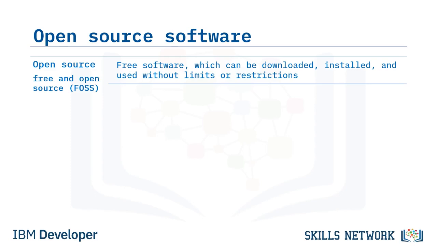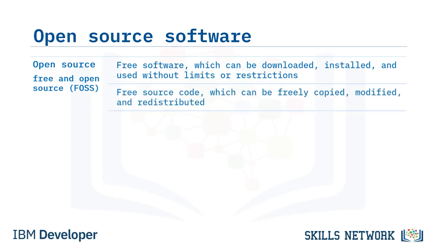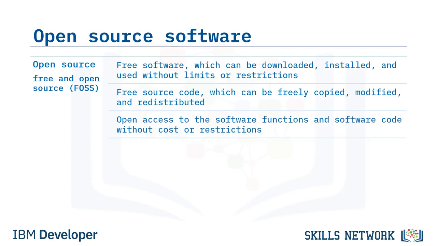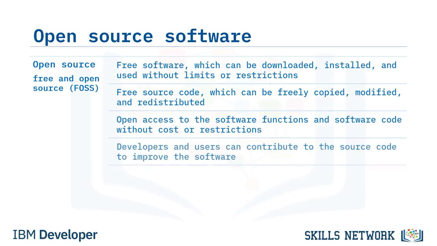Note that free software is not always the same as freeware, which is free to users but is not always open source. Open source software contains free source code, which can be freely copied, modified, and redistributed. It also gives developers and users open access to the functions of the software and source code without the cost or restrictions. A benefit of open source software is that developers and users can contribute to the source code and work together to improve the software and its functionality.